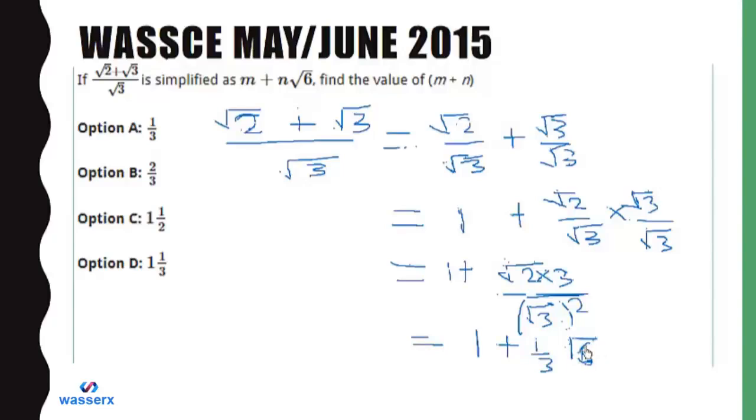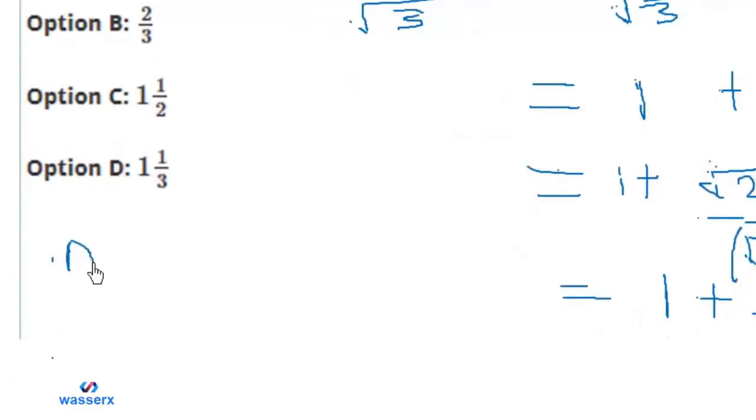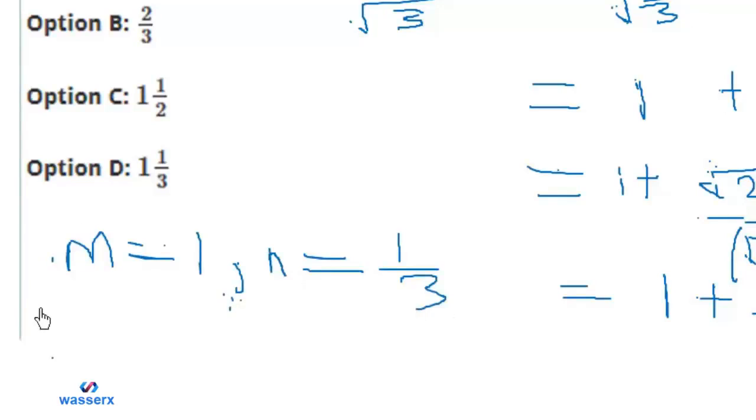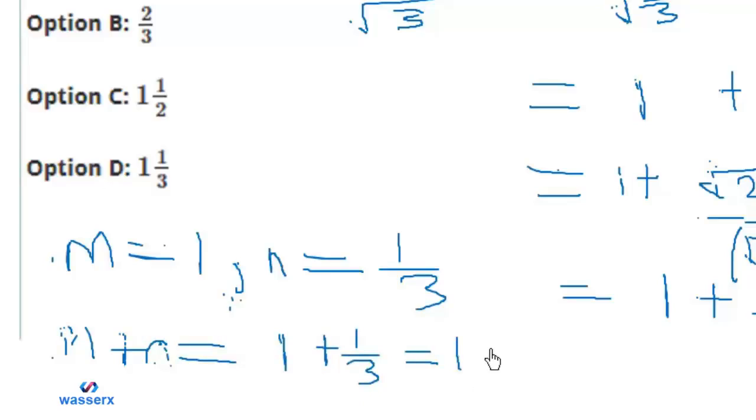1 over 3 root 6. Now when we compare this to this, we get m equal to 1 and n equal to 1 over 3. Now we find m plus n. So m plus n will be equal to 1 plus 1 over 3, and this will give us one whole number, 1 over 3.